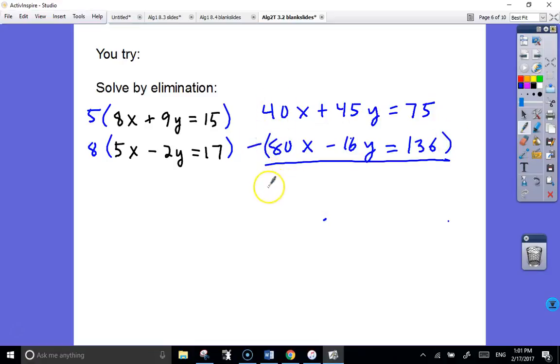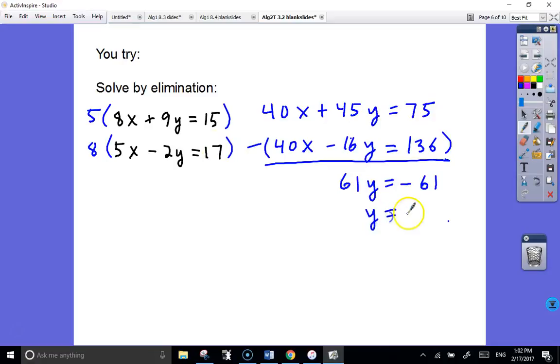40 minus 80, negative 40. Oh, what did I do there? I think I messed that up. That was 40. You're right. Big mistake. 45 minus negative 16 is 61. And 75 minus 136 is... Did I get that 136 right? 8 times 17 is 136. Negative 61.